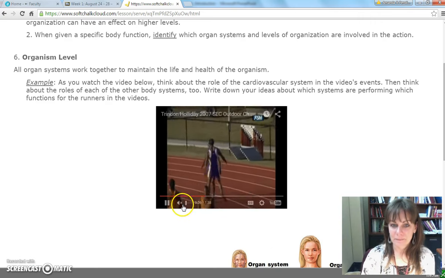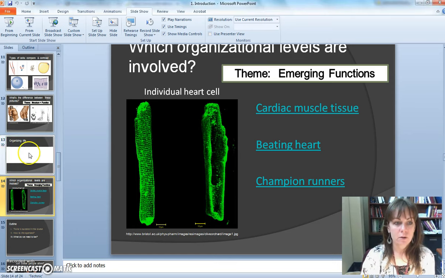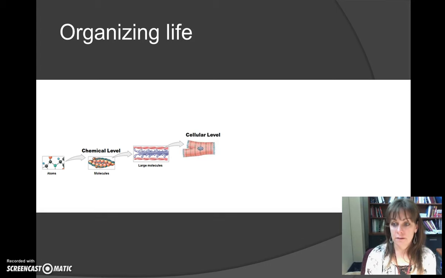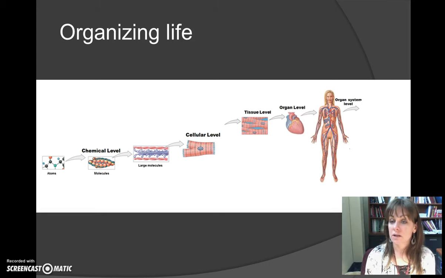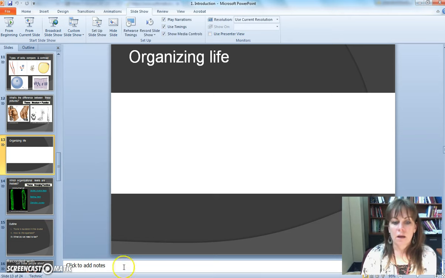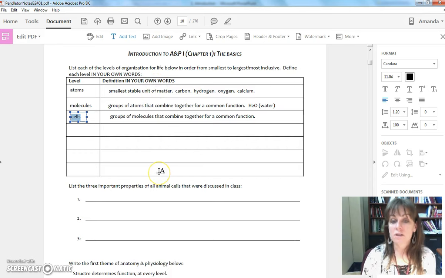All right. So again, to recap, to go back here to our PowerPoint slide, we've got atoms, small and large molecules, cells, combine those to get tissues, combine those to get organs, combine those to get organ systems, and combine those to get organisms. If you go back here to your notes packet, you should be able to fill out all of these levels, define them in your own words. I would suggest adding in examples like we did at the beginning.